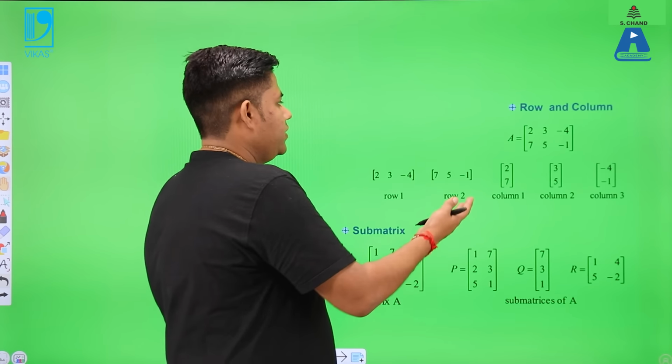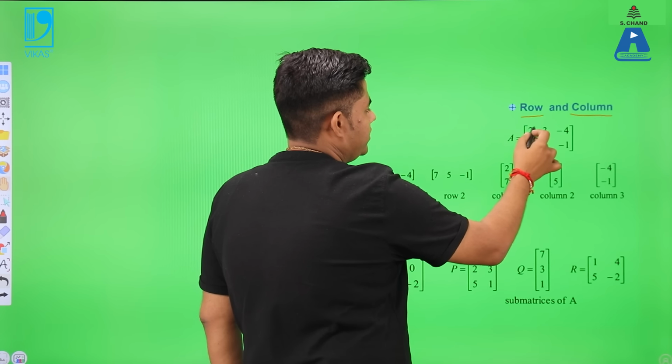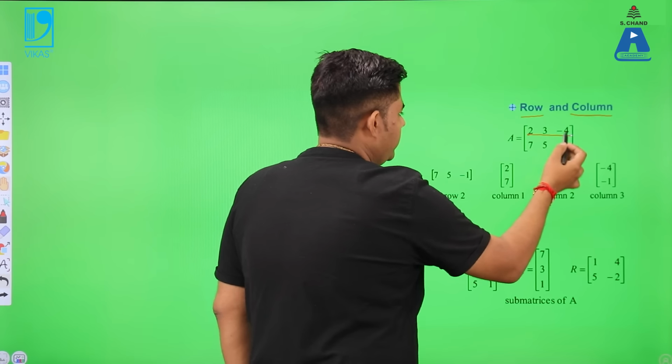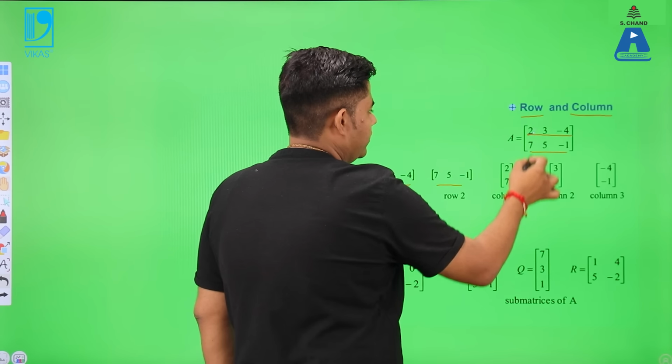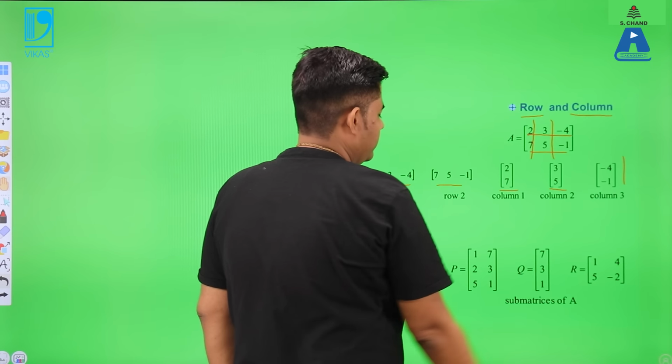Now the matrix may have rows and it may have columns. Like if it is the A matrix, it has 2, 3, minus 4, 7, 5, 1 written. That means this would be your first row, this is your second row, and this particularly is your column, this is another column, this is a third column.